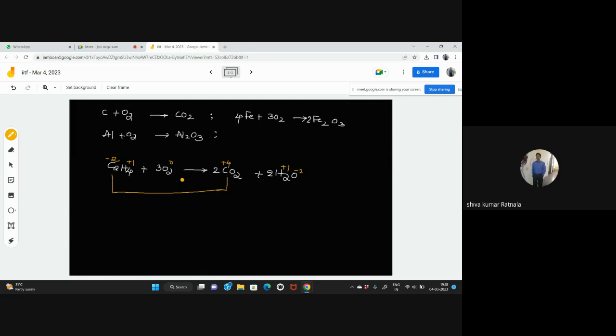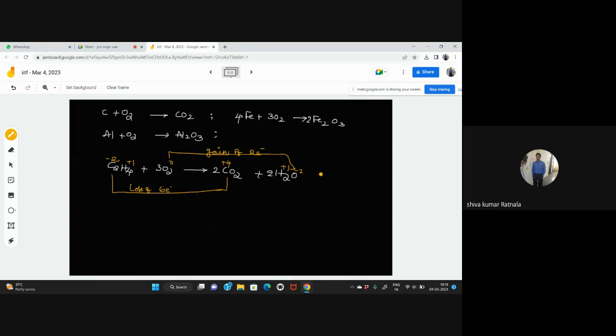-2 to +4. Gain or loss? Think properly, sir. Gain or loss? Tell me, Nana. Sir, loss. Loss of electrons. How many electrons can you tell me? Sir, 6, sir. Very good. And 0 to -2 is gain. Again, sir, 2 electrons. Gain of 2 electrons per molecule. 3 molecules means 6 electrons gained.